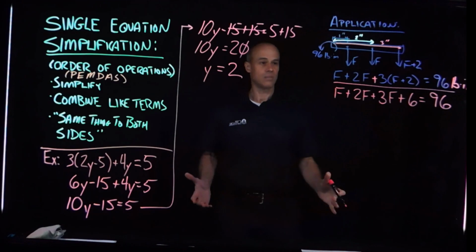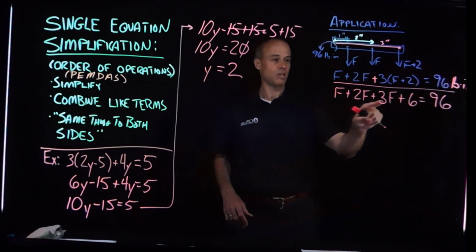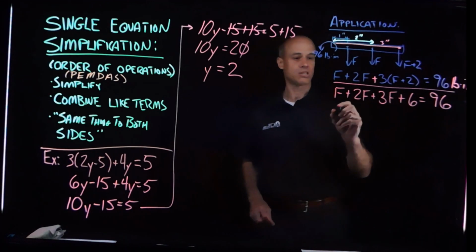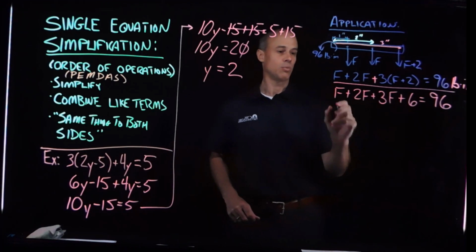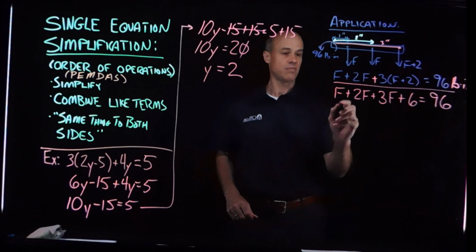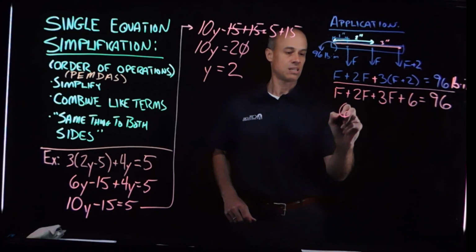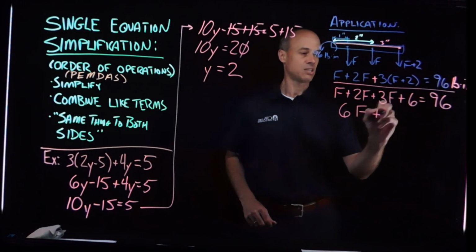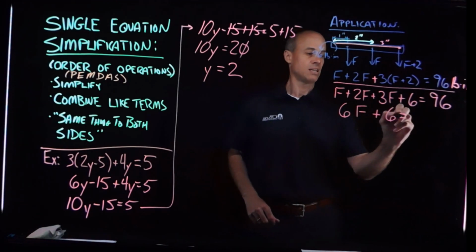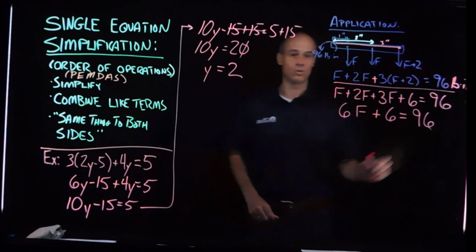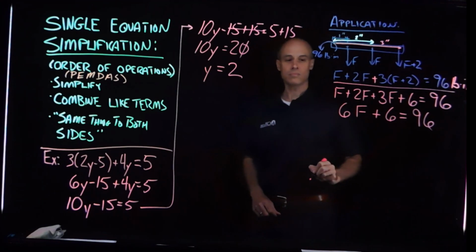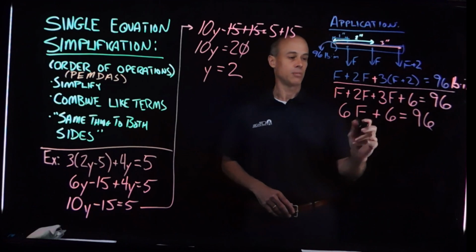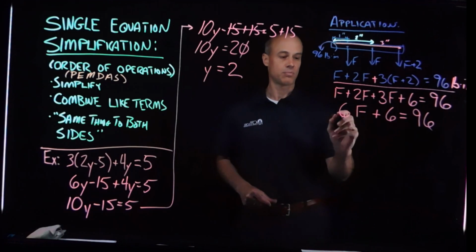Now, we see that we have the variable F. Those are all like terms with the same exponent, so we can add those together. We get 1F plus 2F plus 3F is going to give us 6F plus 6 is equal to 96. Now we can do the same thing to both sides here, and we're going to subtract 6 from each side.